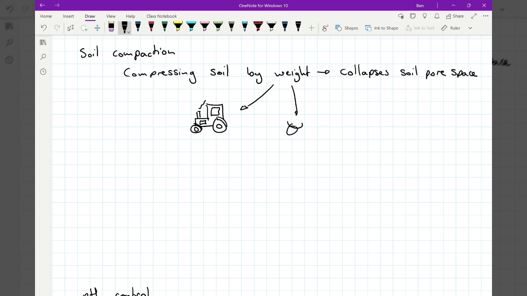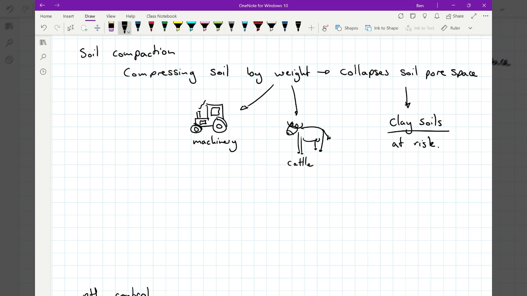Cattle are particularly heavy things. And because they're heavy and they've got small hooves, that means a lot of weight is applied to the soil, and that can cause compaction as well. So cattle and machinery. And soils with limited pore space in the first place, so clay soils, are especially at risk from compaction.